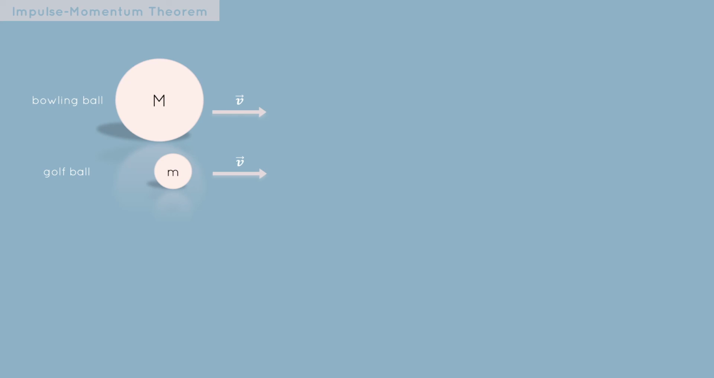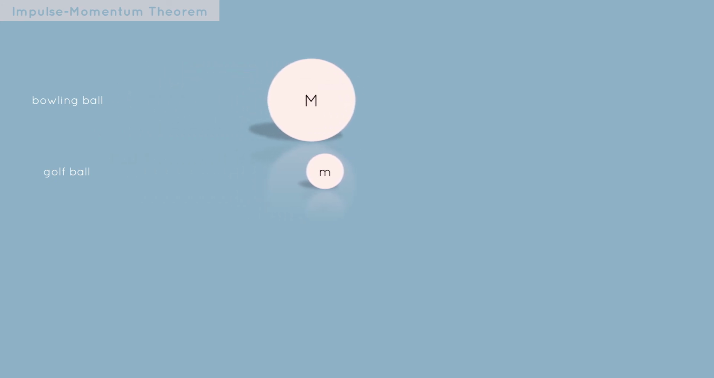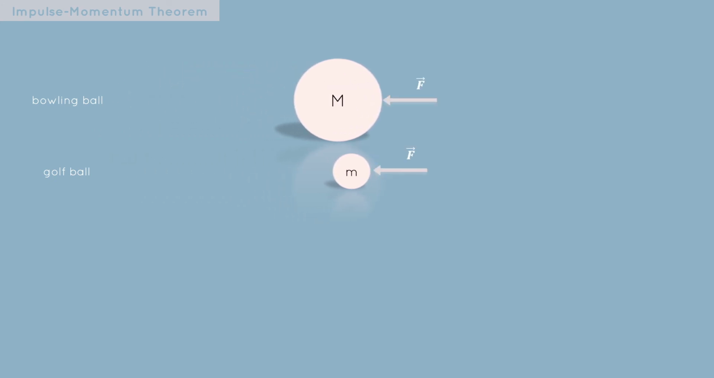So let's consider two balls, a bowling ball and a golf ball. They are both moving at the same velocity v. Let's say I want both balls to come to a stop. To do that, I apply the same constant force F to both balls. So can you tell me which ball will take a longer time to stop?